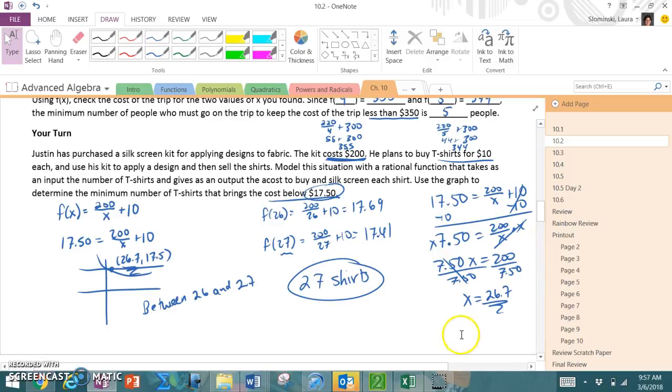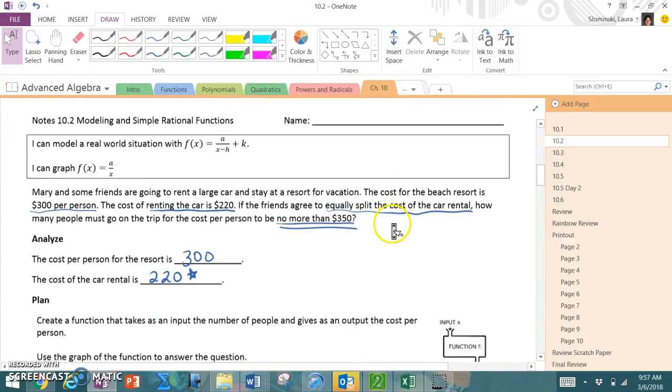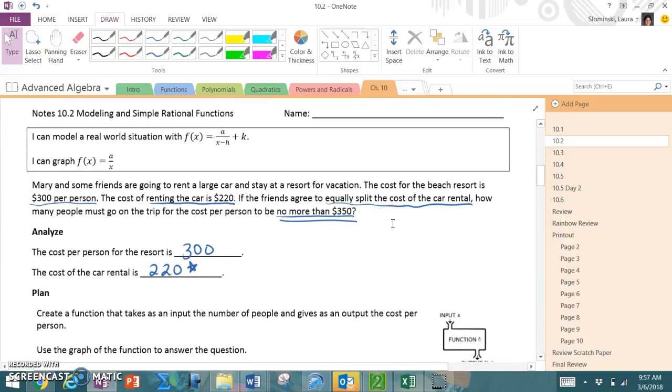So again, that's a real-world application. Today's lesson we looked at modeling real-world application with these types of equations, and then also graphing when a is negative. Thank you.